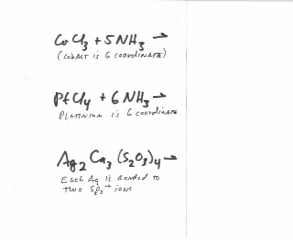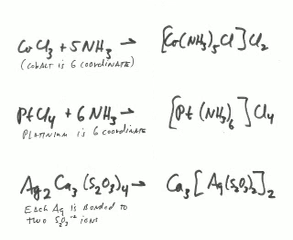What would be the correct formula for this? Well, in the first one, cobalt, as we've said, likes to have 6 ligands around it. In the second one, platinum wants 6 ligands around it. And in the third one, the silver wants 2 of the ligands around it. And so what are the formulas going to come out to?